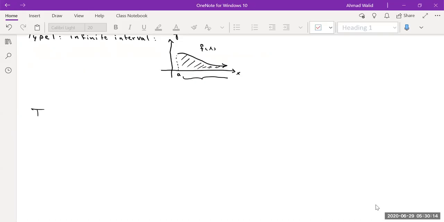Type 2. I will put both of them here for you, but I will explain one by one later. In type 2, let me graph something for you. For example, this is x, this is y, and I have a function maybe like this. Let me draw something.